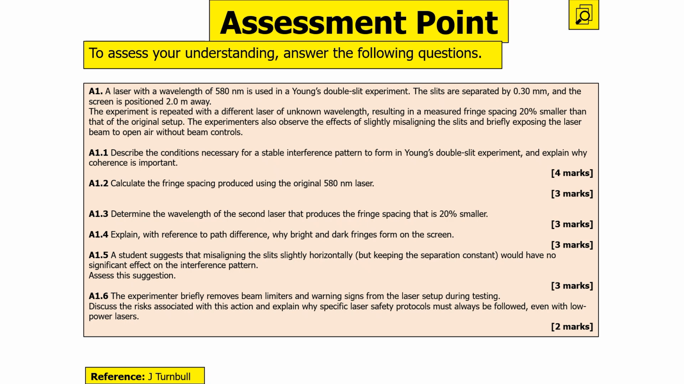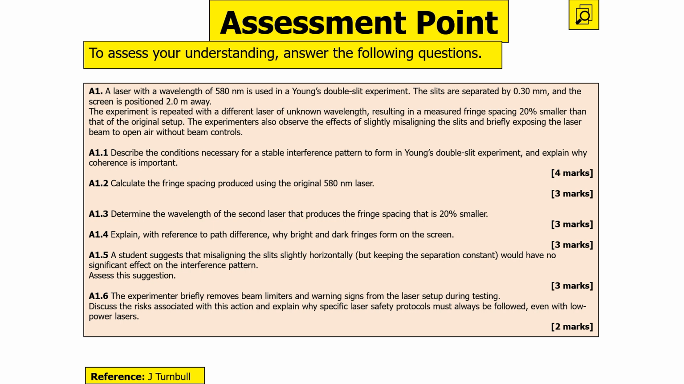Describe the conditions needed for a stable interference pattern to form in the Young's double slit experiment and why coherence is important. Calculate the fringe spacing produced by the original 580 nanometer laser. Determine the wavelength of the second laser that produces the fringe spacing that is 20% smaller. Explain with reference to the path difference why bright and dark fringes form on the screen.